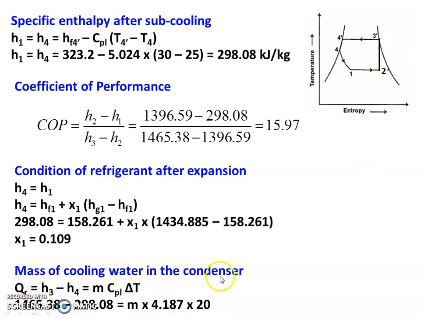Then the mass of cooling water in the condenser: QR equal to H3 minus H4, which is equal to M Cpl into delta T. M is the mass of the cooling water, Cpl is the specific heat of the cooling water, delta T is the temperature difference. So, 1465.38 minus 298.08 equal to M into 4.187, the specific heat of water, into delta T, which is 20 degrees Celsius. Solving this equation, M equal to 13.94 kilogram per kilogram of refrigerant. So, the mass of the cooling water circulated in the condenser is 13.94 kilogram per kilogram of refrigerant.